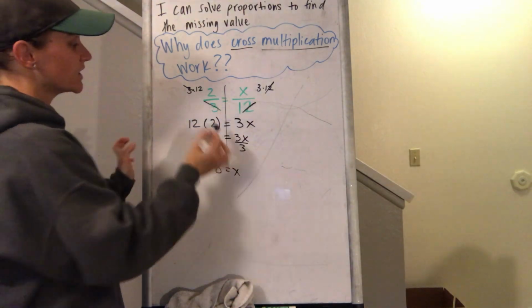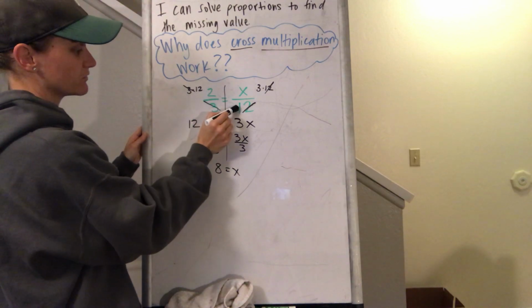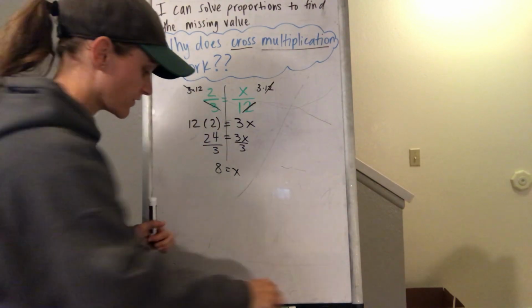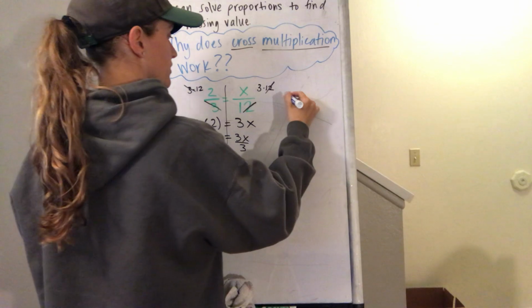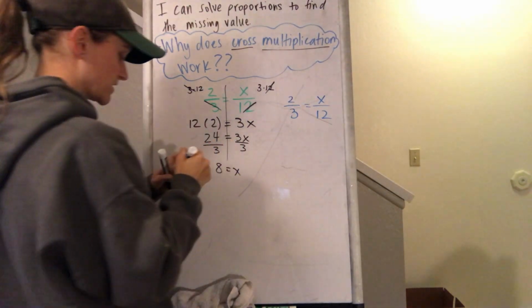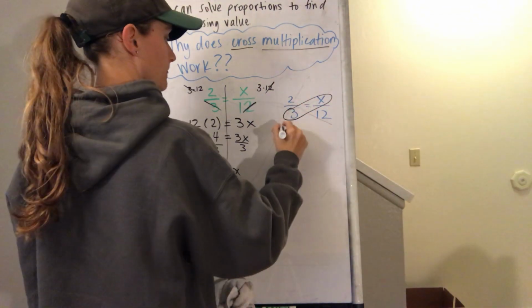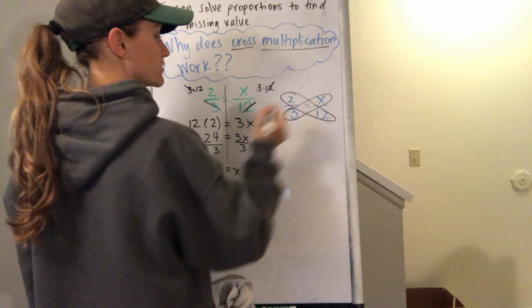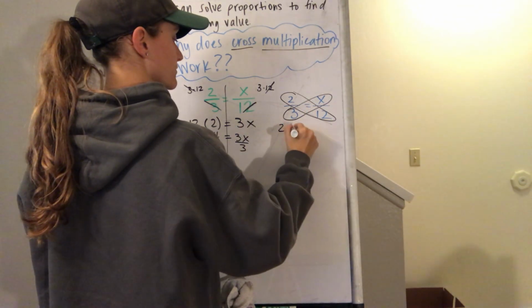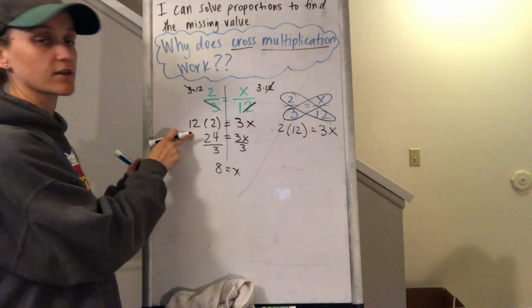Because if you notice, I have 3 times x is 3x, and 2 times 12 would be what I got over here. So if I was to rewrite the problem on the side over here, basically I could have said, oh, why don't I just do 3 times x, and then 2 times 12, so 2 times 12 equals 3 times x, and that's the exact same thing I got over here.